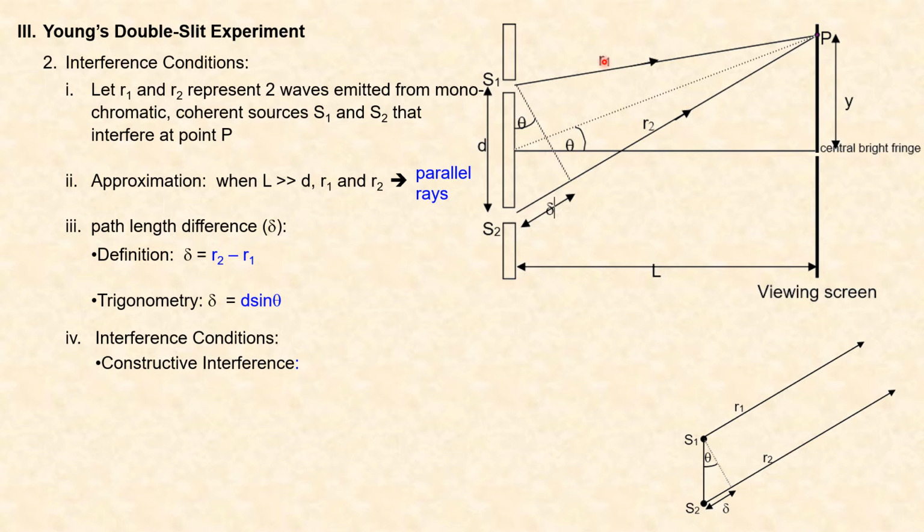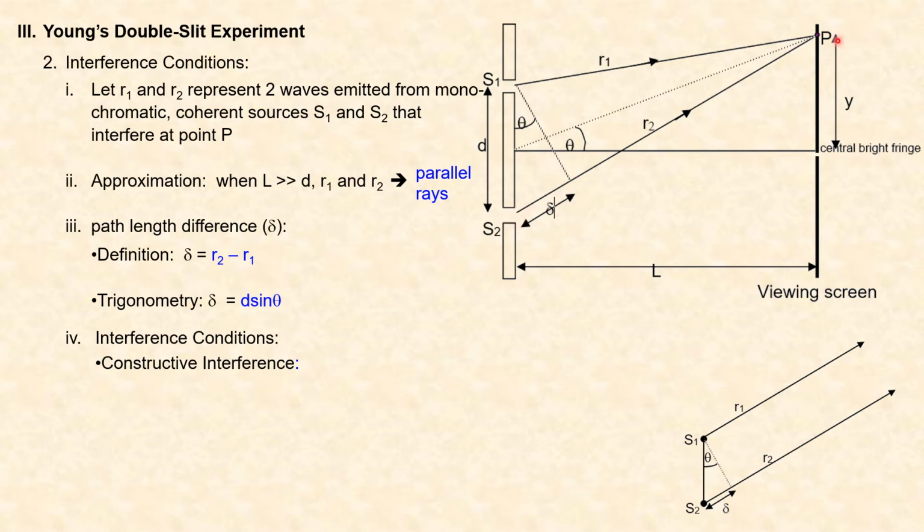Okay, when they reach the viewing screen, crests will meet crests, so you'll get constructive interference. Now imagine what would happen if the wave traveling from the bottom slit traveled exactly one wavelength further than the wave emitted from the top slit before reaching point P on the screen. In that case, you would still have these waves reaching the screen in phase, with crests lining up with crests, in which case you would still have the condition for constructive interference.